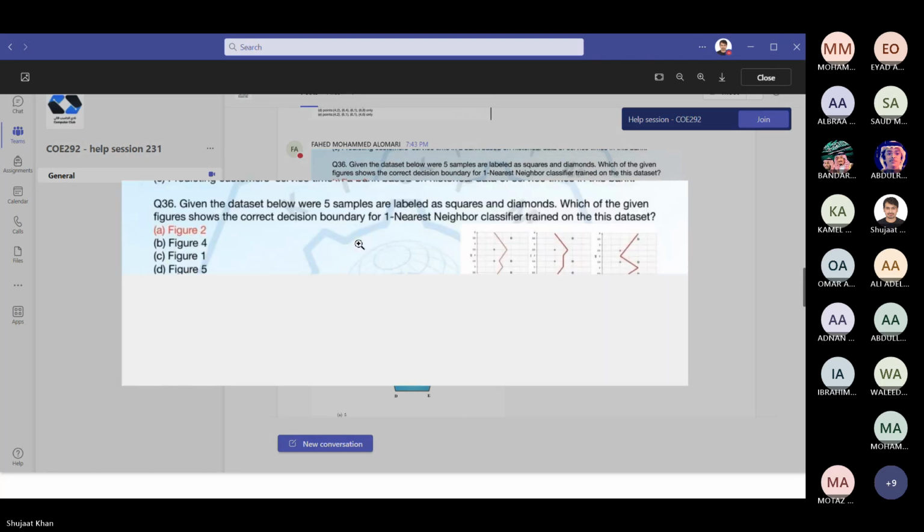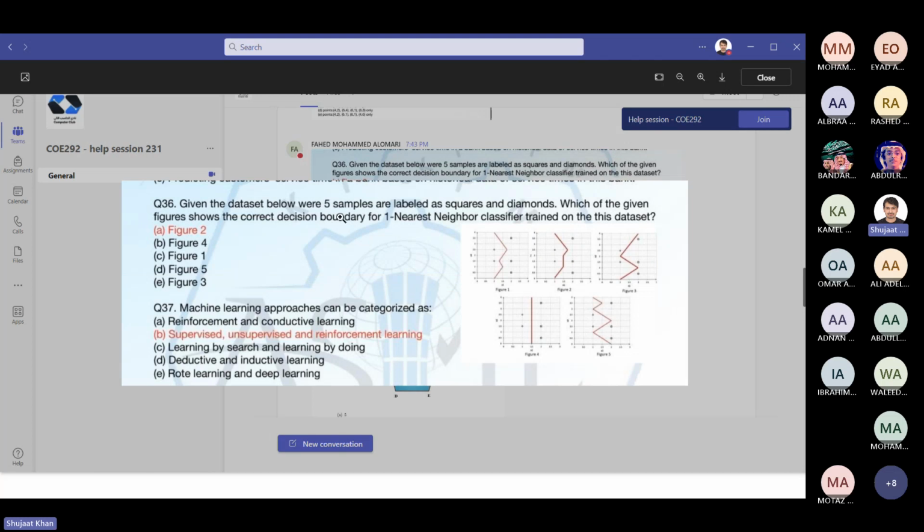Given the data set below, where 5 samples are labeled as squares and the diamond, which of the following figures show the correct decision boundary for one nearest neighborhood? This kind of question could be problematic. So let's say which question you're talking, is it 36 or 37? 36, Doctor, I guess. 36.